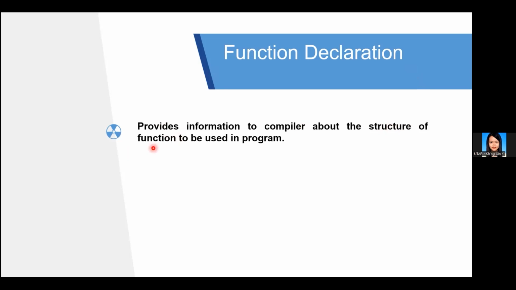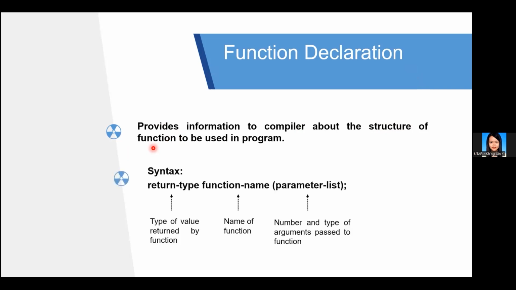What does the structure actually consist of? What is the information that we want to provide to the compiler regarding the function? So there are three things that we want to tell the compiler. The first thing is, what is the return type of the function?